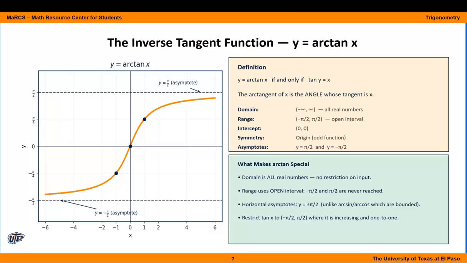Now for arctan. Y equals arctan of x means y is the angle whose tangent is x. The domain here is all real numbers. Tangent can take any real value. The range is between negative pi over 2 and pi over 2, but it's an open interval. It never actually reaches these endpoints. Instead, the graph approaches them as horizontal asymptotes. This is different from arcsine and arccosine, which are bounded and reach their endpoints.